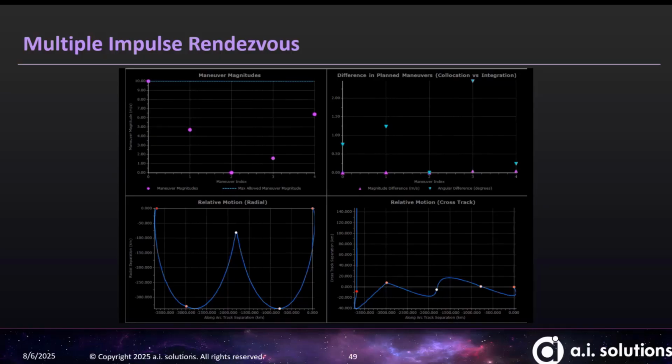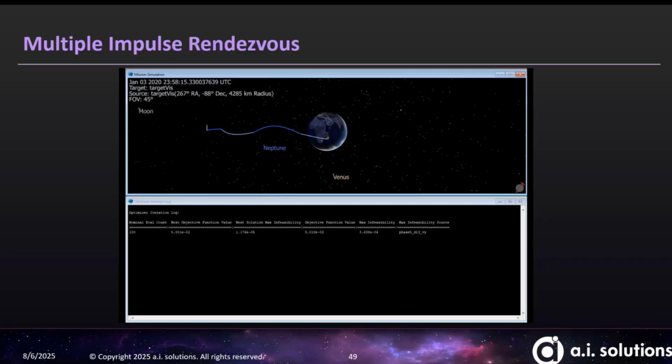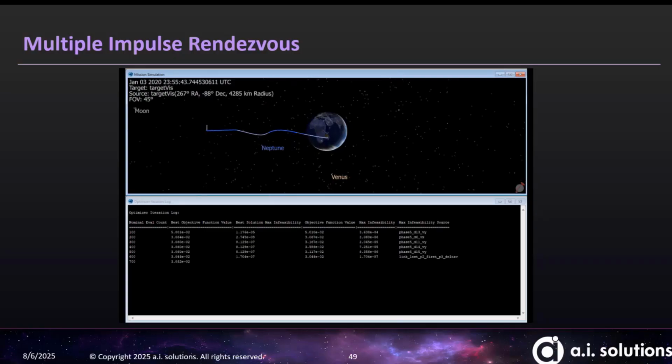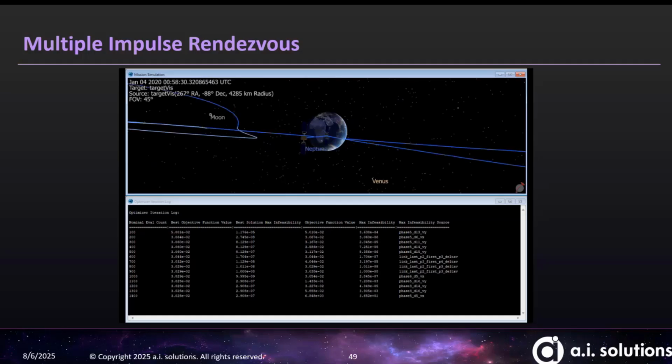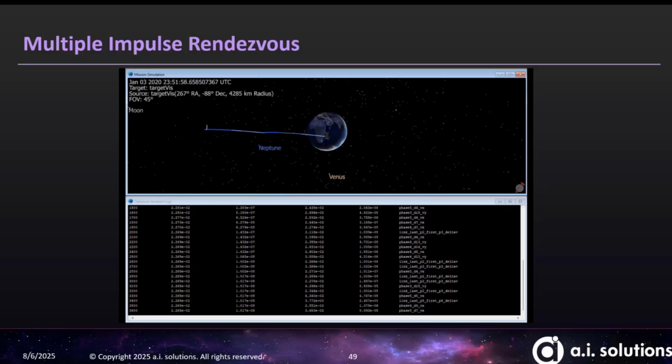And the last one we'll get a detailed look at is the multiple impulse rendezvous sample mission plan. This mission plan demonstrates how to transition from collocation to integration when solving a trajectory optimization problem. As we've seen in previous versions of FreeFlyer, collocation often allows for fast convergence, more so than integration, but is less accurate. Switching to integration after initial collocation will improve the accuracy of the solution.